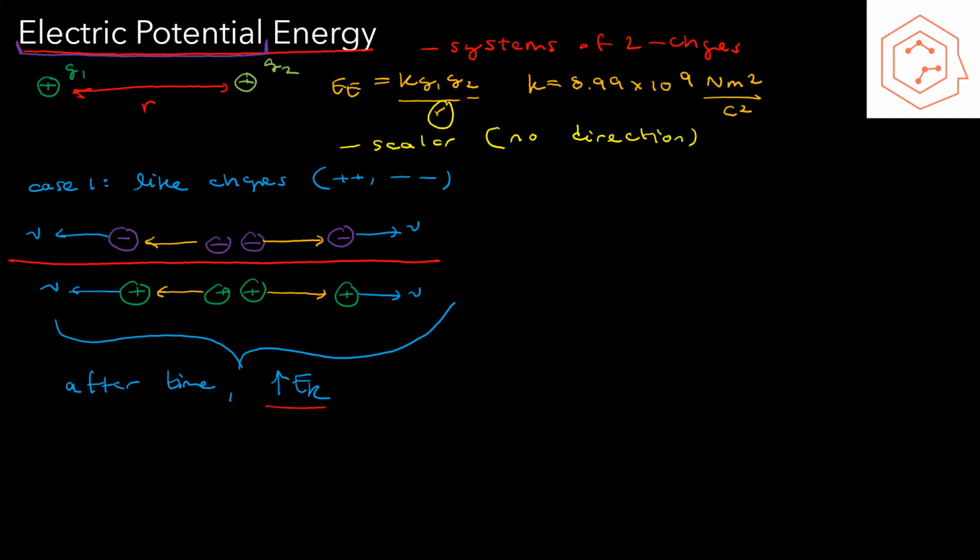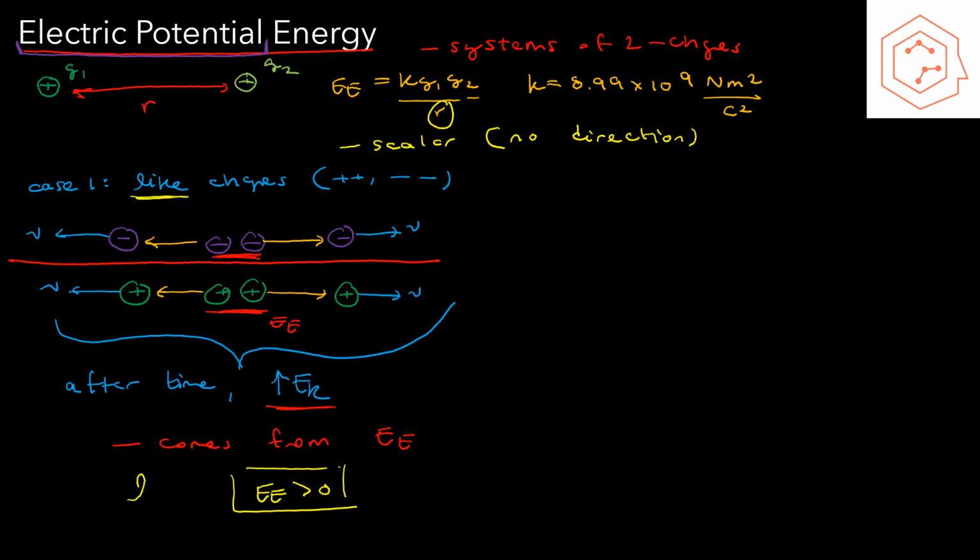This kinetic energy had to have come from somewhere, because we know energy is conserved, and the place it comes from is the initial electrical potential energy at the beginning. And so what this tells us is the electrical potential energy at the beginning had to have been greater than 0 in the case of like charges. So if the charges are like, then the electrical potential energy held in the system is positive.